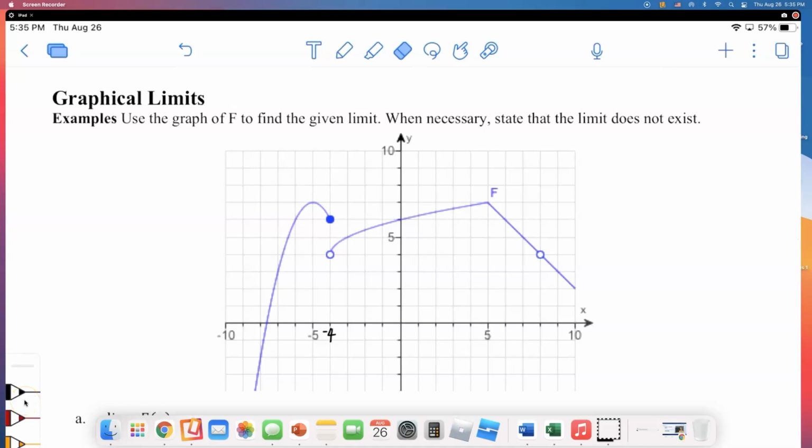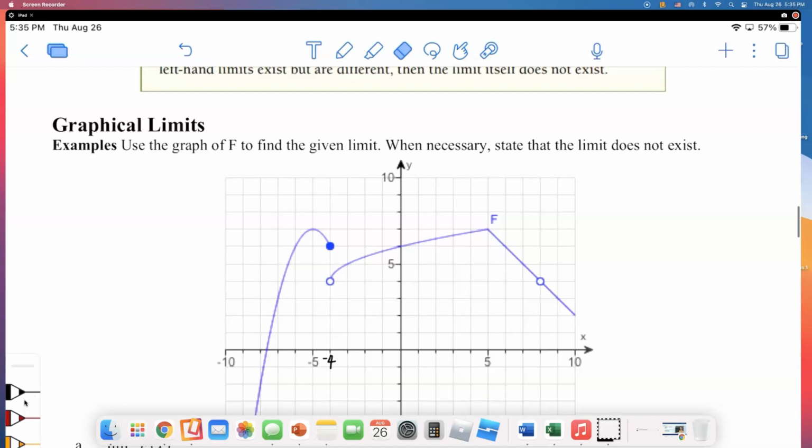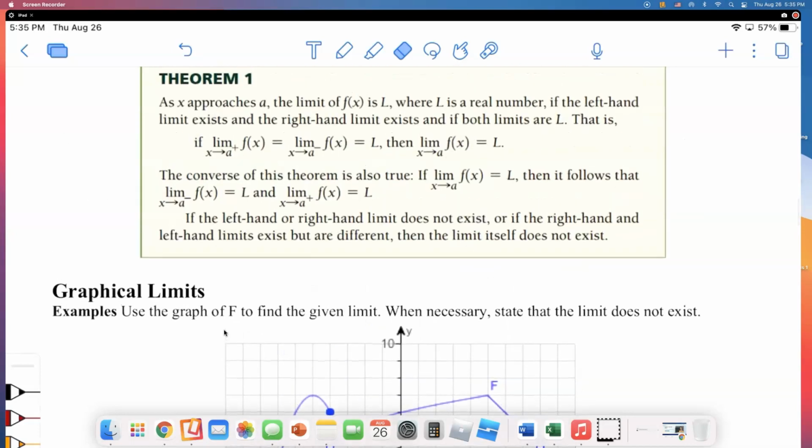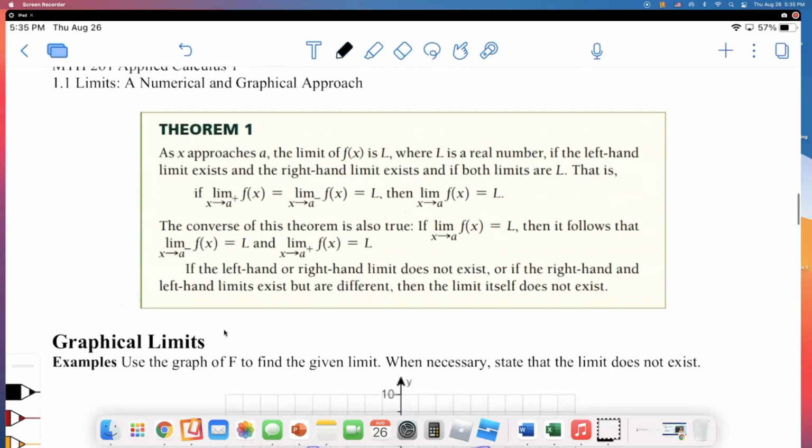In this video, we will go over graphical limits. We'll read the left-hand limit and the right-hand limit, and when they are the same, we will say that the limit exists and we will find that value. If the left-hand limit and the right-hand limit do not match, I think we talked about that in class.